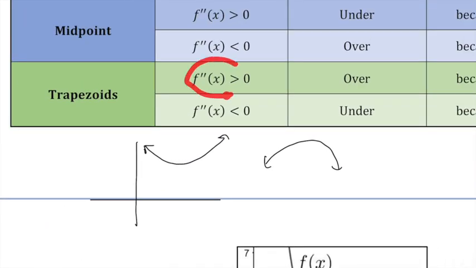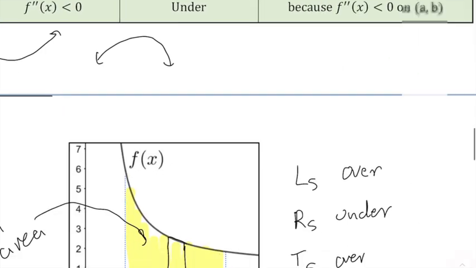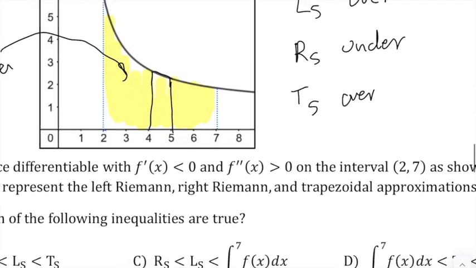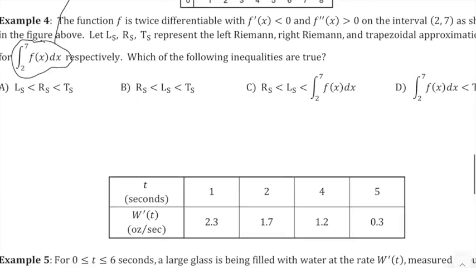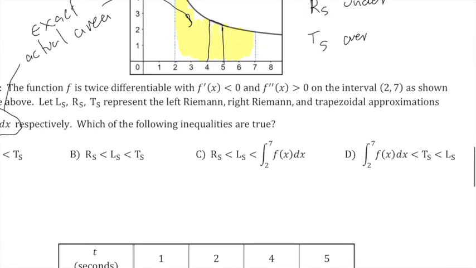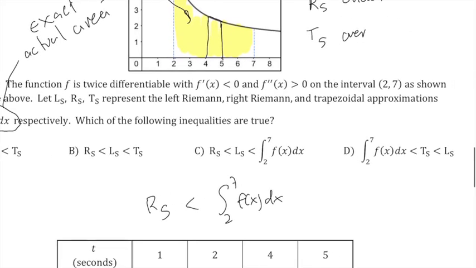So you are concave up, so you're going to be an over. Okay, so automatically we know that we have the right Riemann sums at the bottom because that is going to be an underestimation of the actual area. And then you have the actual area here. So this value is always going to be bigger than this value. Why? Because right Riemann sums are going to be under the actual value.